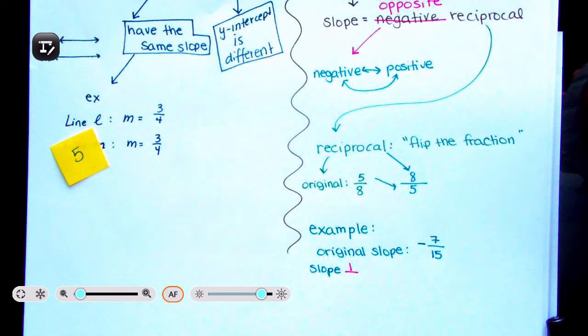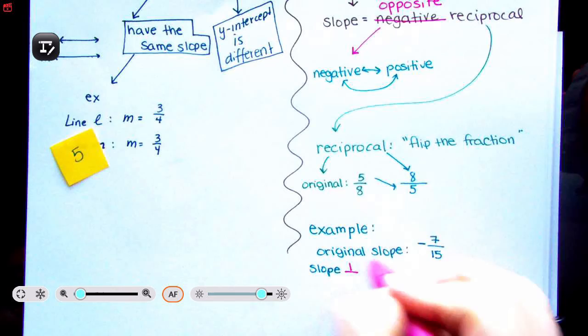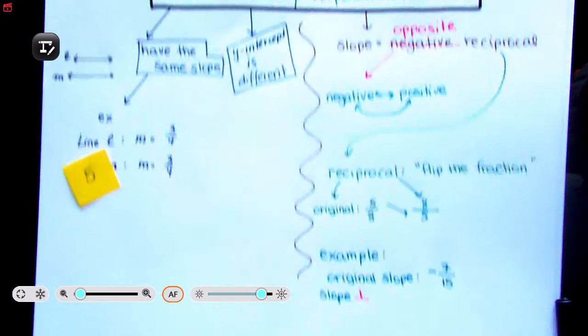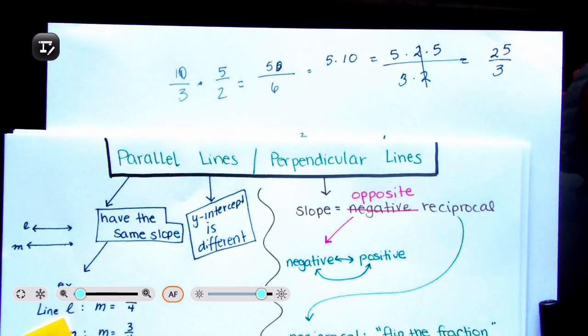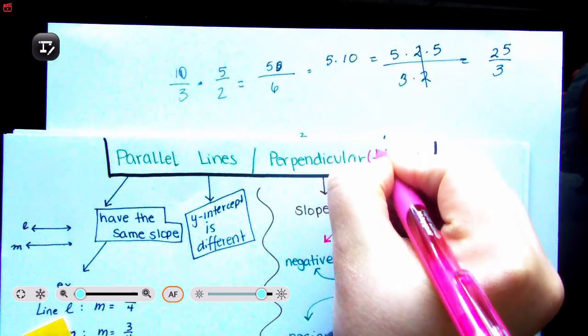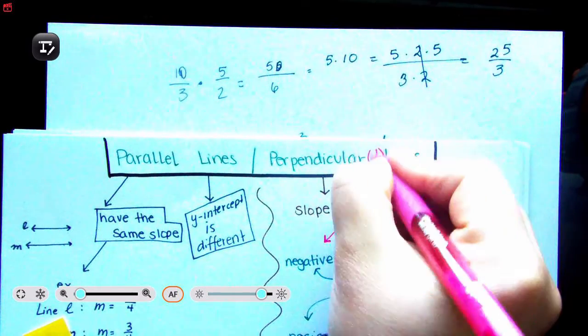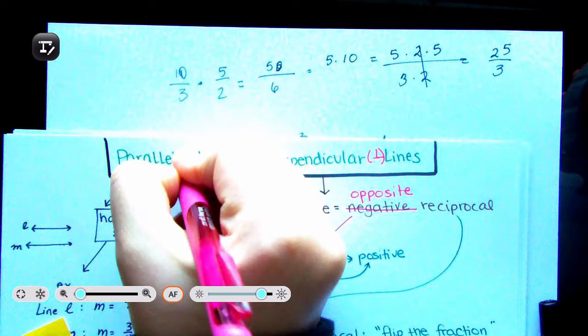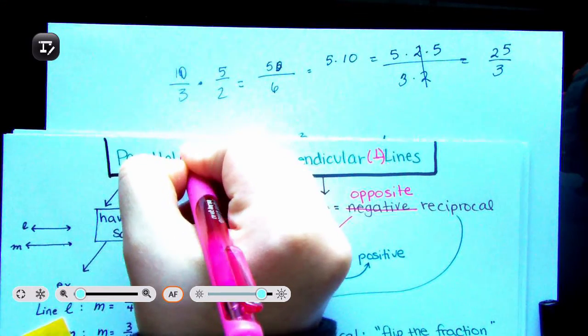Perpendicular is shown like this. And just so you guys remember, perpendicular meets at a right angle. So those lines are going to cross, and they're going to cross specifically at a right angle. So perpendicular looks like that. That's the symbol for it. Parallel looks like two lines.